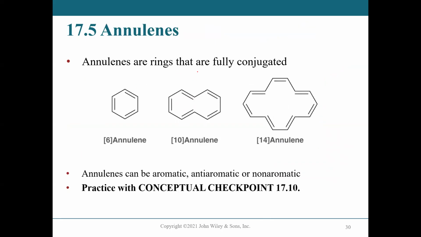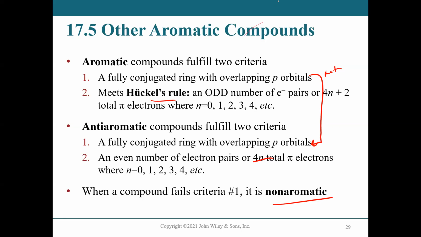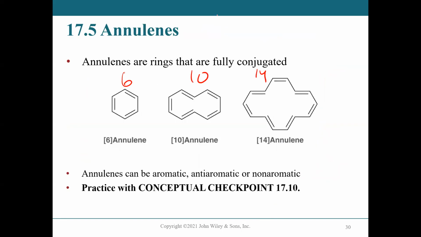So these rings are fully conjugated. You can just say, okay, they have 6 pi electrons, 10 and 14. If we come back to our rule of 4n plus 2, two in here, we get 10. We put 3 in here, we get 14. This is working out pretty good for us. We get 6, 10, and 14.